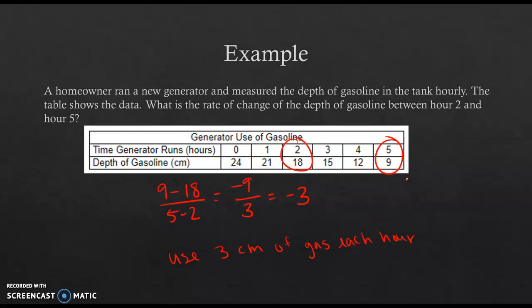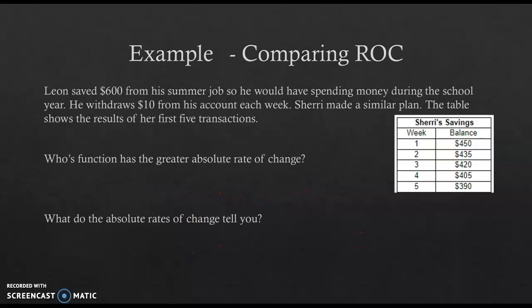That's what that means. That's how we use a table and find rate of change given a table. Again, I could have just done that from any 2 points. I could have done 4 with 5 and did 9 minus 12 over 5 minus 4, and we would have still ended up with negative 3. Doesn't matter. If they're telling you there's a rate of change, then it doesn't matter which 2 points you choose. You're going to end up with the same rate of change.